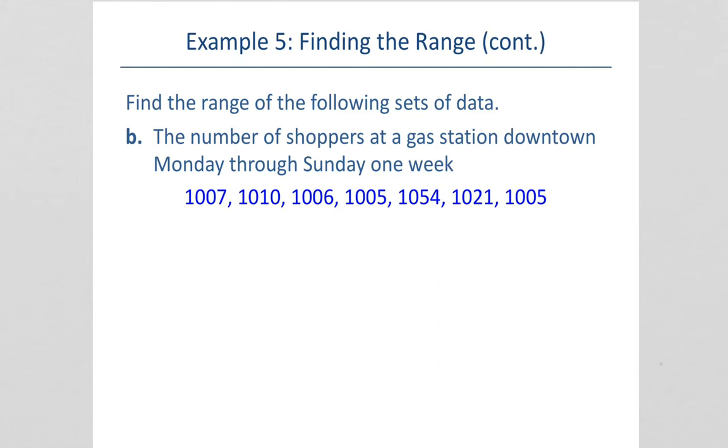The number of shoppers at a gas station downtown Monday through Sunday, 1 week. The max is 1,054, and the min is 1,005. So the range would be 1,054 minus 1,005, or 49. And yes, it's just a coincidence that they're both the same.